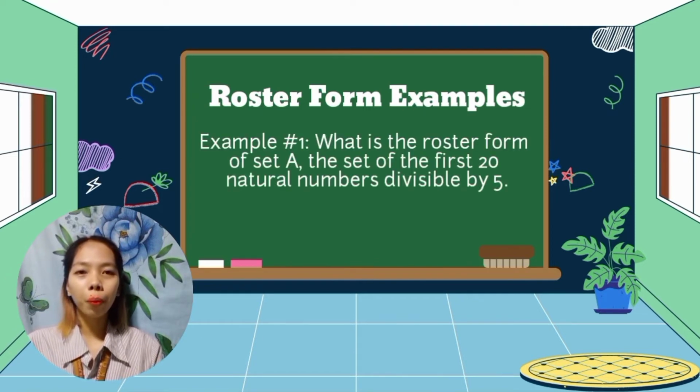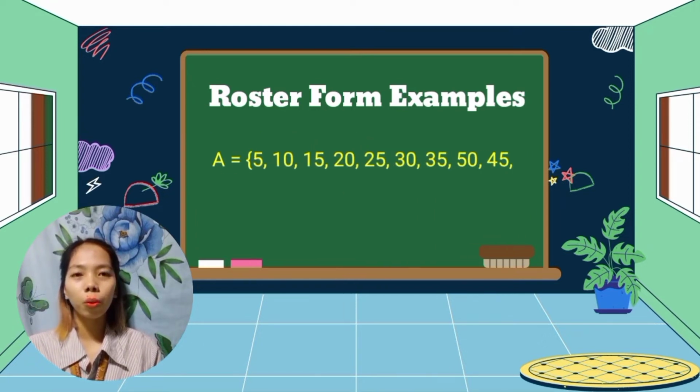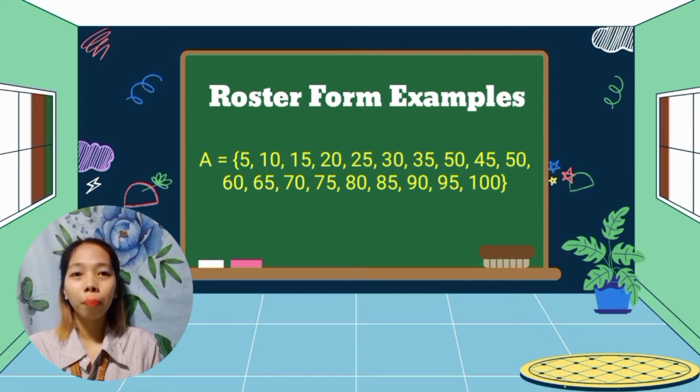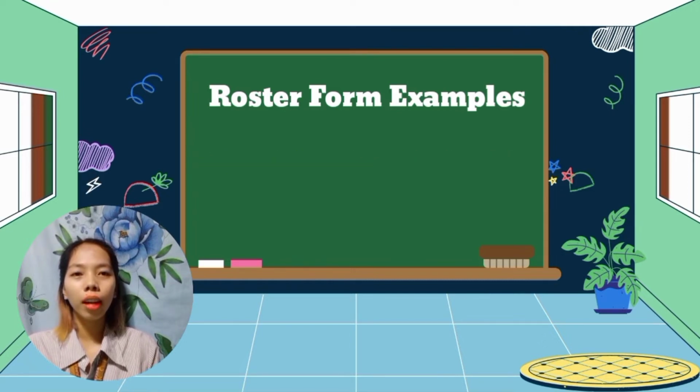For example number one, what is the roster form of set A, the set of the first 20 natural numbers divisible by 5? If I were to write this in roster form, it would be like this. Set A is equal to open and close curly brackets 5, 10, 15, 20, and so on up to 100. Or I can also write this as set A is equal to open and close curly brackets 5, 10, 15, 20, ellipsis, up to 100.